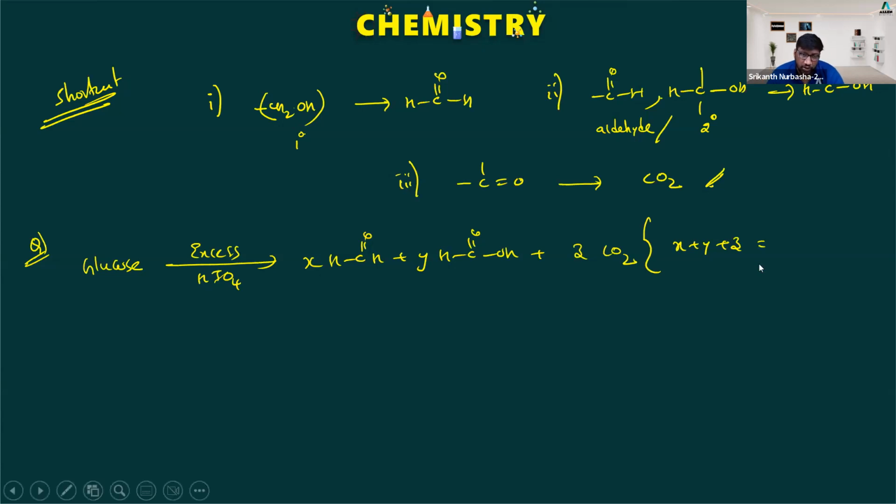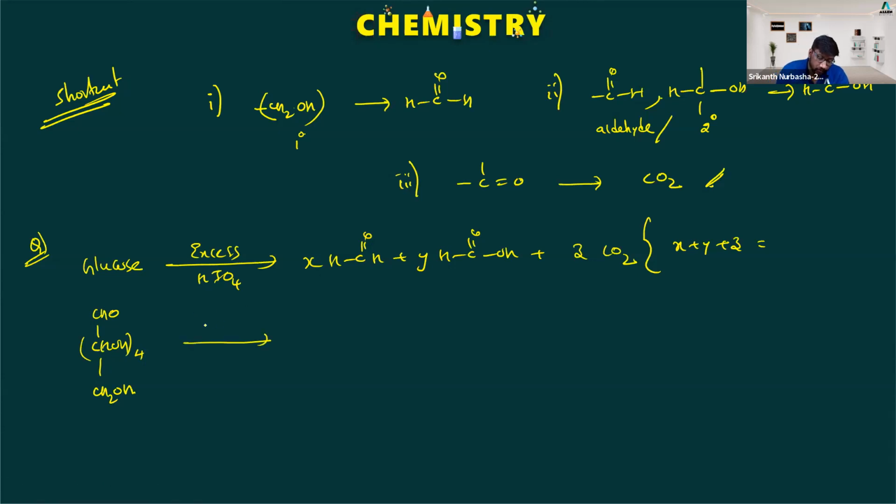So glucose, what is the structure of glucose, students? Anyone know the structure of glucose? You might have studied biomolecules. In the structure of glucose, you will have CHO, then CHOH taken 4 times, and finally CH2OH. In glucose, we have an aldehyde group, 4 secondary alcoholic groups, and 1 primary alcoholic group.